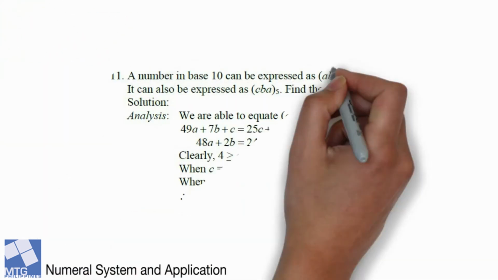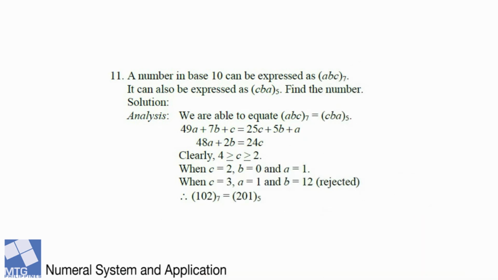For item number 11, we have a base 10 number that can be expressed as ABC base 7 and also as CBA base 5, and we are tasked to determine this number. With the given condition, note that we can write ABC base 7 to be equal to CBA base 5. From this condition, we can write that 49A plus 7B plus C is equal to 25C plus 5B plus A. When simplified, we will have 48A plus 2B is equal to 24C.